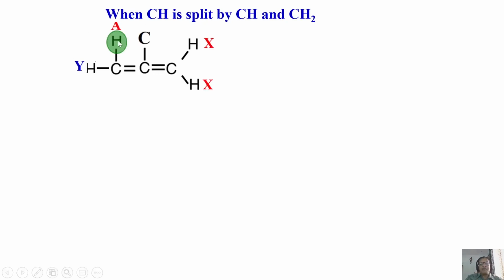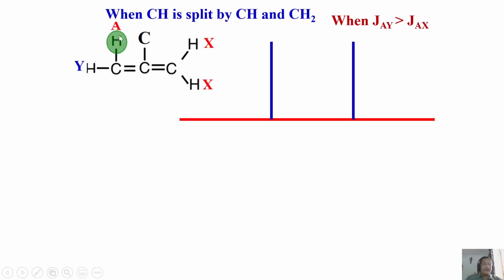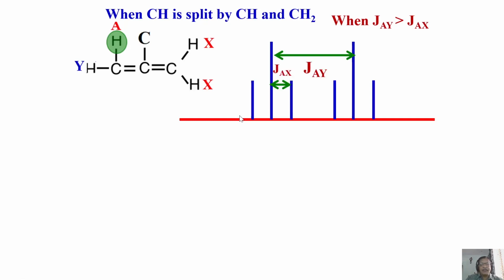I looked at proton A when it is coupled to Y and the CH2 protons, a single proton and its two equivalent protons. I assume the condition AY is larger than AX. That means this coupling is larger than this one. Then the first larger splitting is a doublet. Then each of them is further split into small couplings of a triplet. This we could easily analyze, and this is called a doublet of triplets. Please remember, always the larger coupling should come first, then the smaller couplings. It is not a triplet of doublets, it is a doublet of triplets.